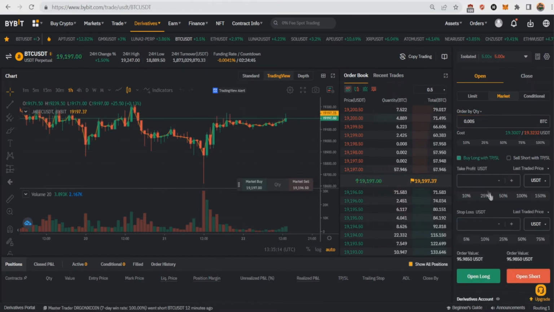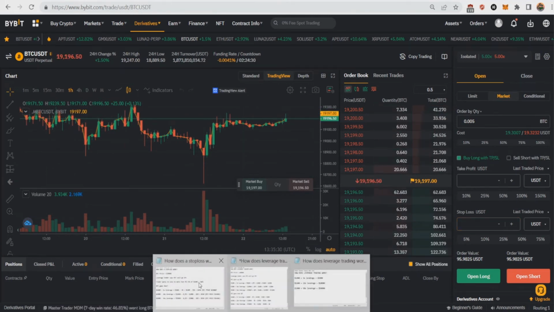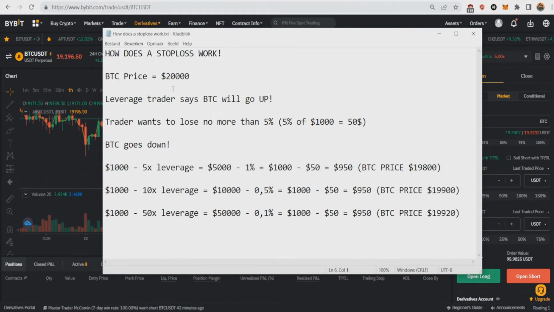The second thing is how to put up a stop loss. A stop loss basically means that if you lose a certain percentage, you will actually stop the trade so you don't lose more. So let me explain again with an example, guys. How does a stop loss work? Let's say again you've got a 20,000 Bitcoin price. The leverage trader thinks Bitcoin will go up and you don't want to lose more than 5%. So 5% of $1,000 is $50. So basically, Bitcoin goes down. With 5x leverage, 1% of 5,000 means that $50 will be reached at a Bitcoin price of 19,800 and you will lose your $50.